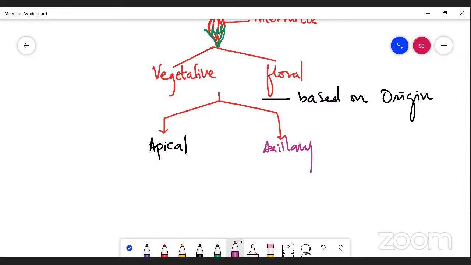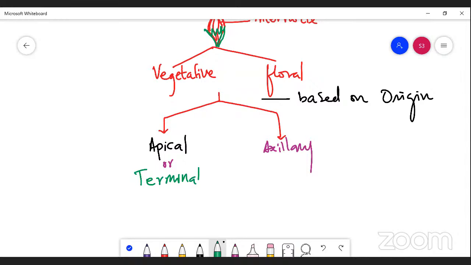They are the apical bud and the axillary bud. The apical bud is a type of bud that arises from the growing point of the shoot system. That is called an apical bud. It is also known as the terminal bud. I repeat once again, apical buds are a type of bud that is found in the growing point of the shoot system. It is also known as the terminal bud.